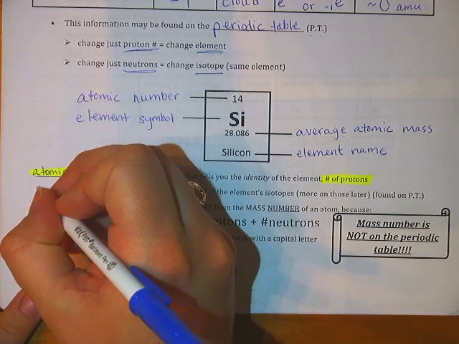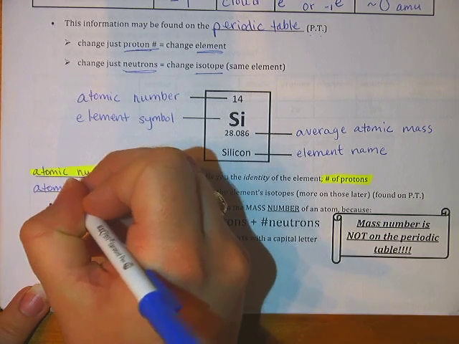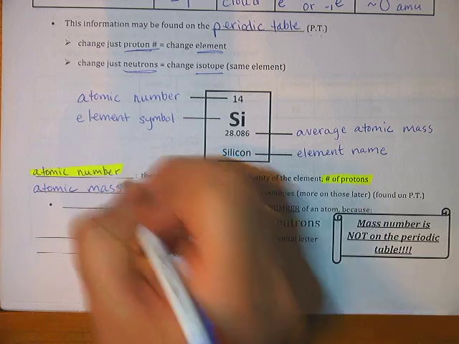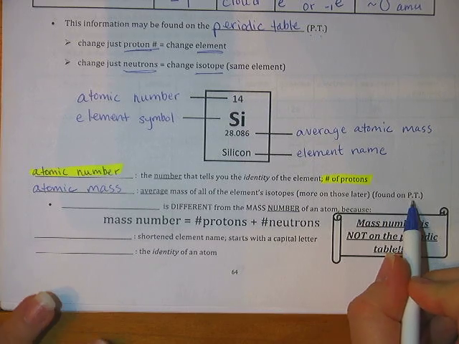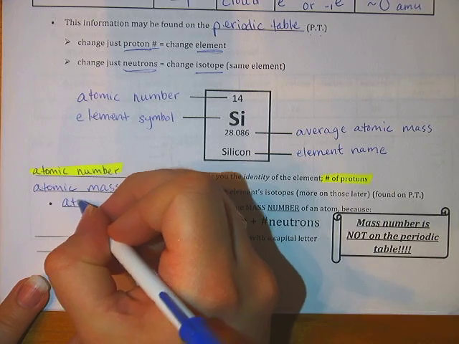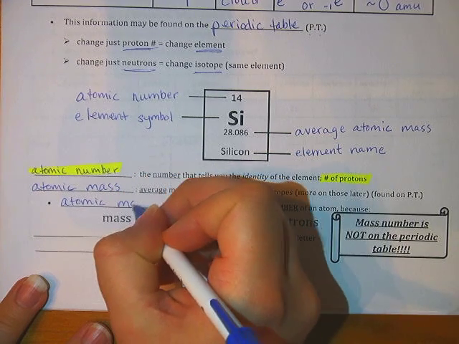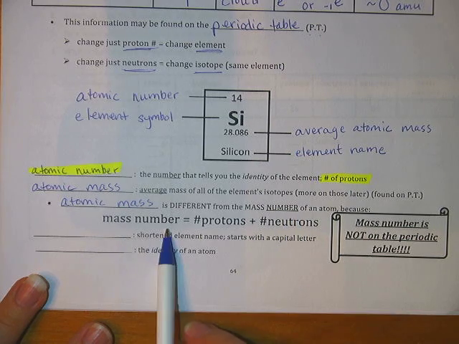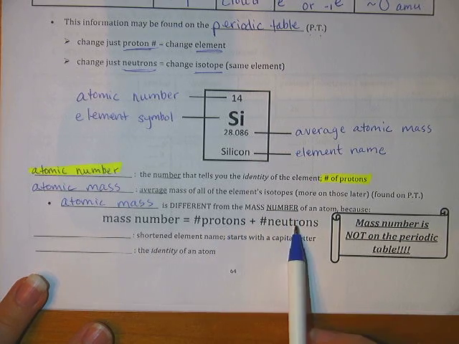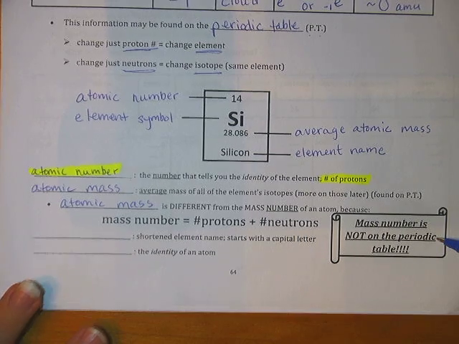The average atomic mass is an average of all of the masses of all the element's isotopes. We're going to talk about isotopes more later. The average atomic mass is the mass found on the periodic table. Atomic mass is different from the mass number of an atom. Mass number is your number of protons plus your number of neutrons, and it is not on the periodic table.